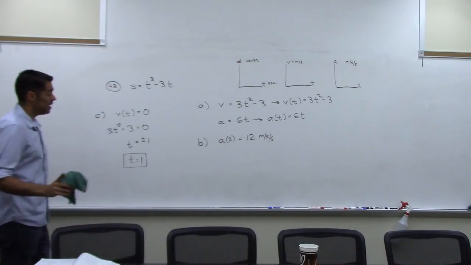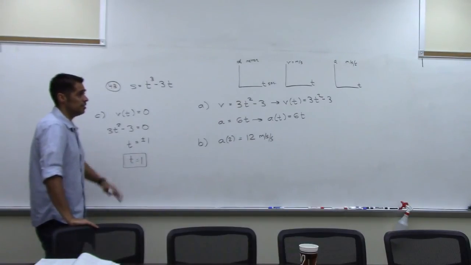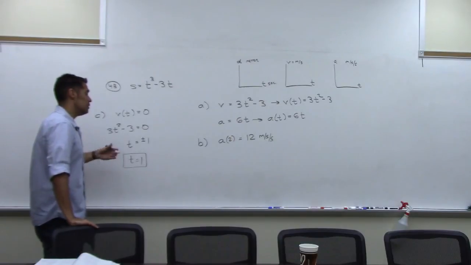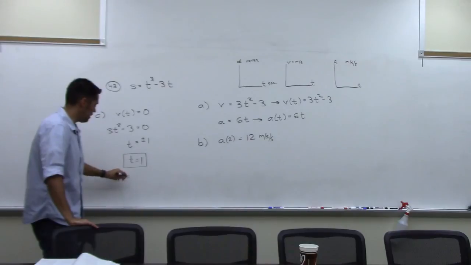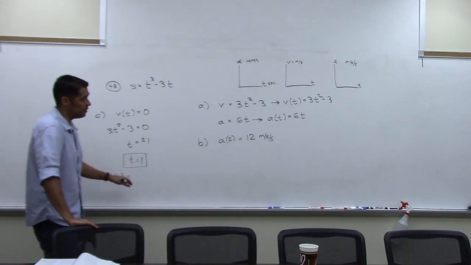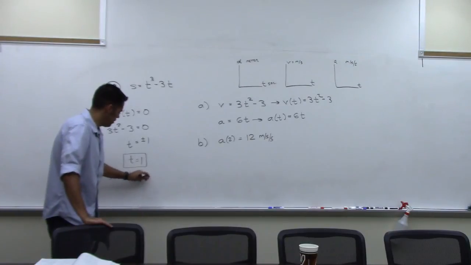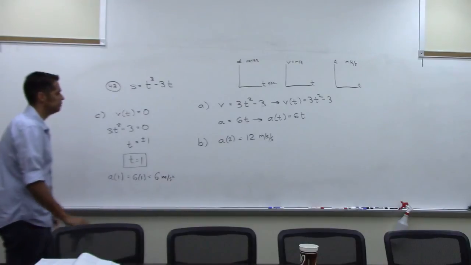So this doesn't answer the question. It says find the acceleration when the velocity is 0. The velocity is 0 when t is 1. So to know what the acceleration is at that point in time, all you have to do is plug that result, 1, into the acceleration function, which would be 6 times 1, which would be 6 meters per second squared. There we go.